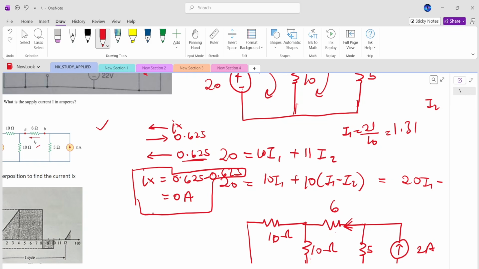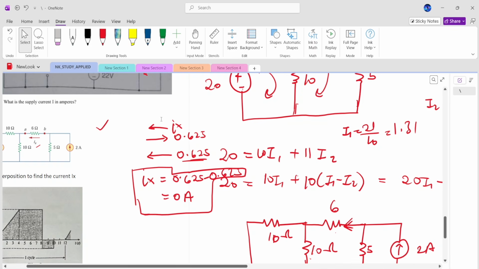It means in actual sense, no current flows through the 6 ohm resistor. Okay, so we'll end this one here as well. In the next session, we will do some more questions.